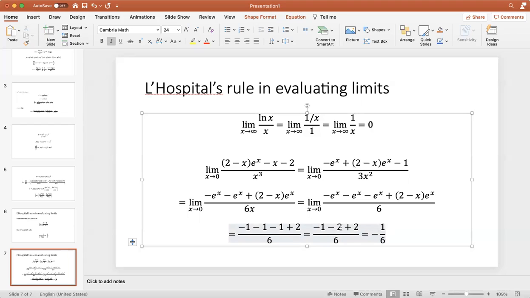Okay. Again, just to be clear, you can only use L'Hopital's rule if you have an indeterminate expression, if you have infinity over infinity, or you have 0 over 0. But again, the rules of differentiation stick. They remain the same across all of these examples.